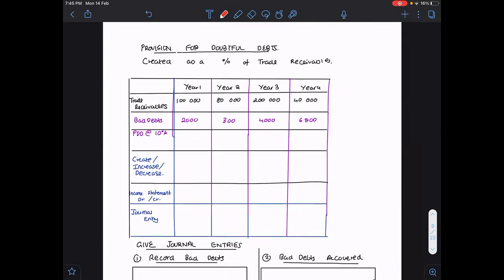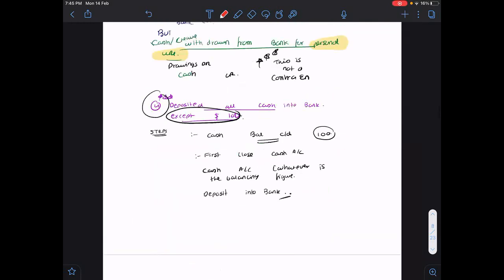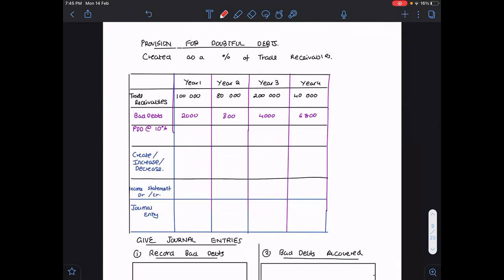Provision for doubtful debts is created as a percentage of the trade receivables. So we have to solve this. 10% on trade receivables, and you subtract bad debts from it. Put 2,000 in brackets. This will give me 9,800 into 10%.